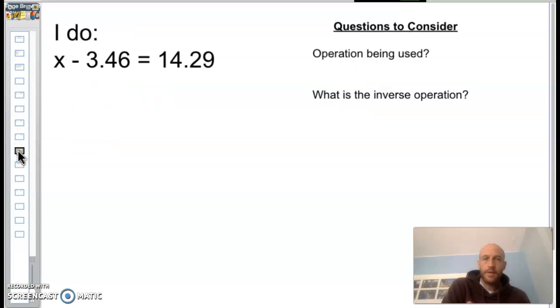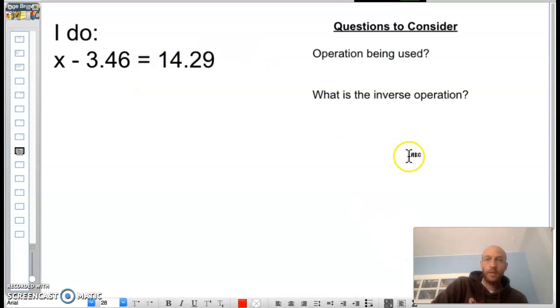All right, I'm going to do this one, and as you can see, these questions look a lot harder because now we got all these crazy decimals in here, but we need to remember that the process that we use is no different. So we're going to do the same exact thing here. All right, what is the operation that is being used? Well, it's subtraction. We are using subtraction here, okay? So we are going to use the inverse operation. The opposite of subtraction is addition.